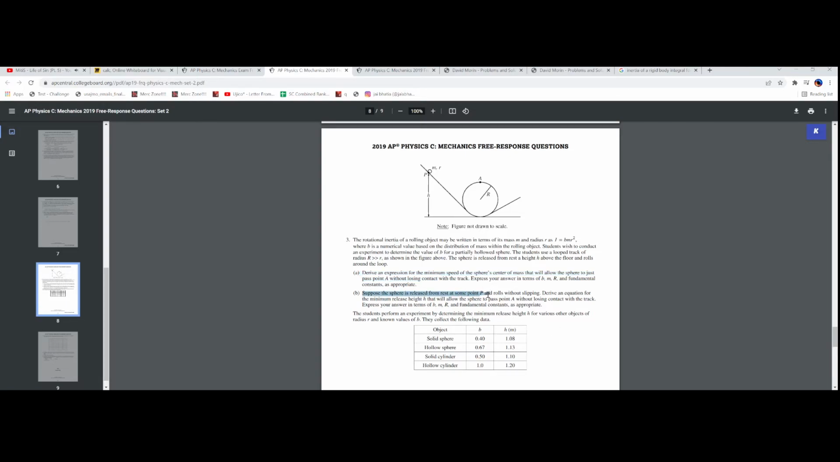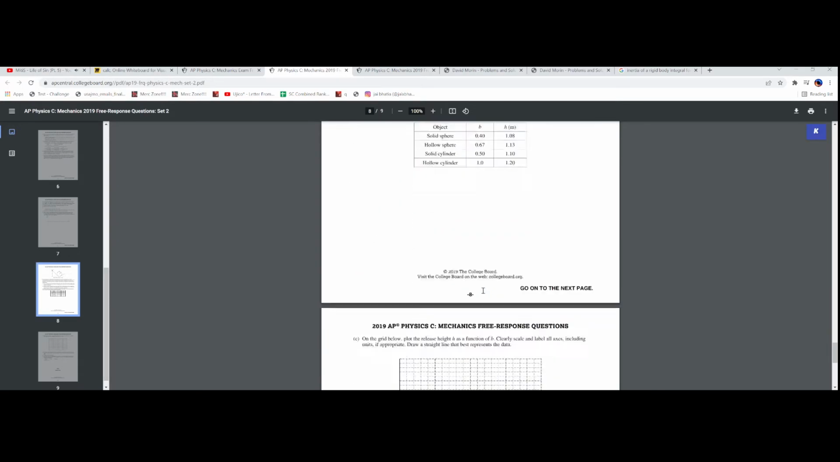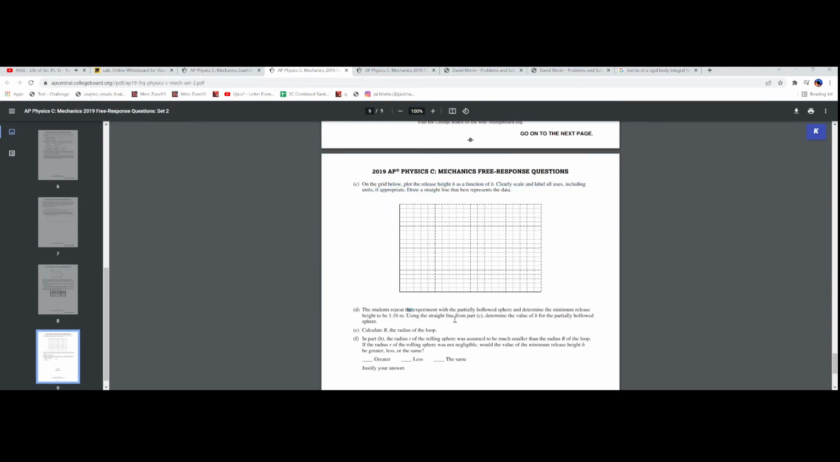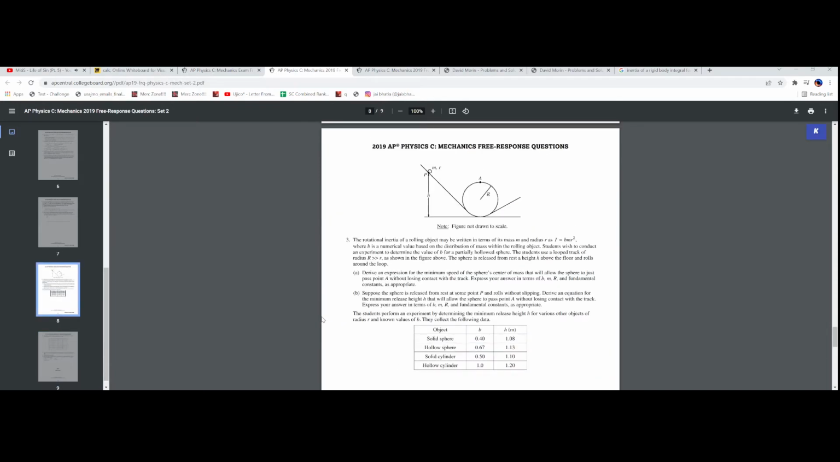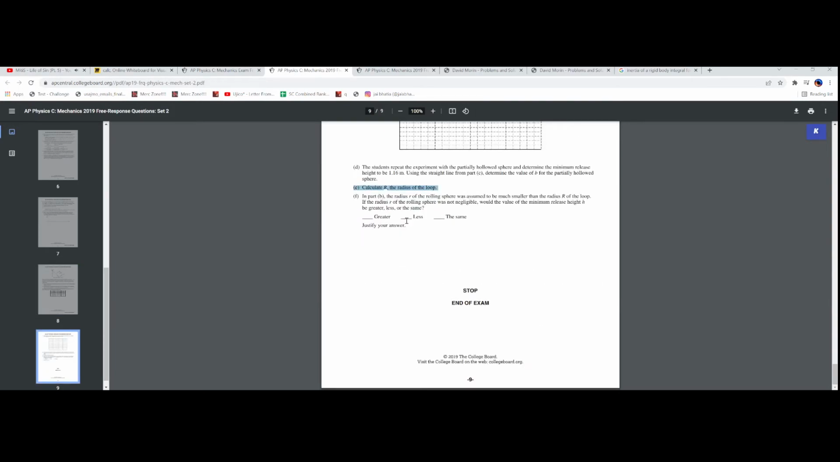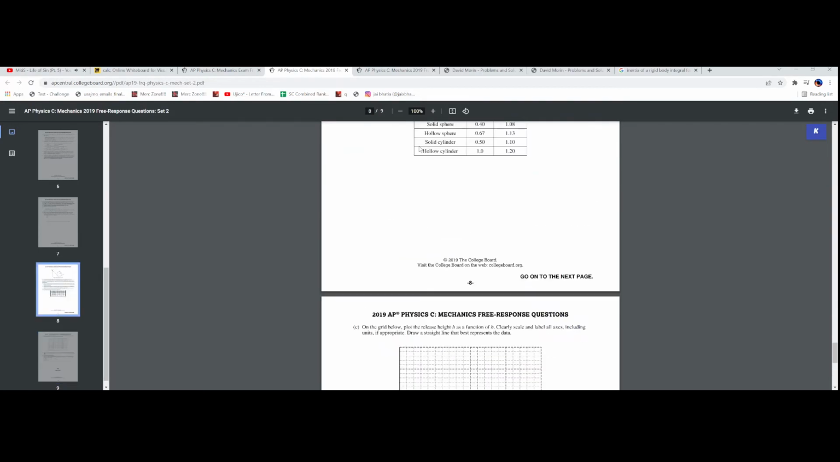The sphere is released at rest from some point A without losing contact with the track. I actually want to do the first two parts of this. Calculate r, the radius of the loop. Oh yeah, so you do v squared over r. Okay, that's pretty free.